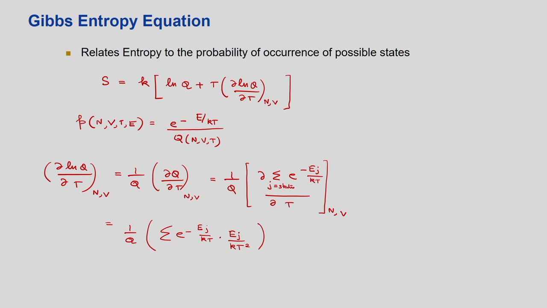Now what is this expression? This is nothing but U by kT squared, isn't it? Because ∂ln Q/∂T is equal to U by kT squared, according to definition. So when I take the derivative of this summation term with respect to temperature, it reduces to this expression. This expression divided by the partition function becomes U by kT squared. This is an important outcome. This is equation 1. Let us continue.